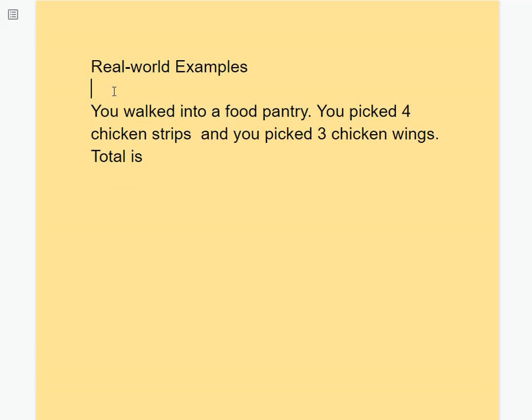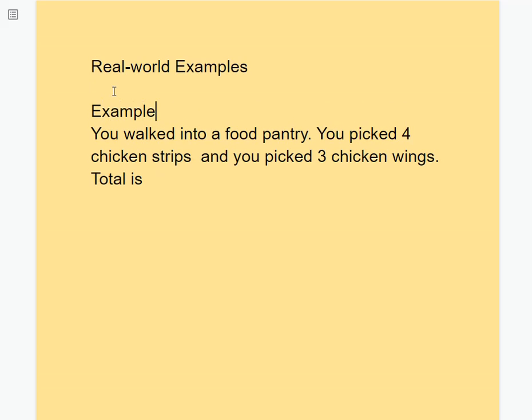So this is example 1, right? So you walked into that food pantry, you picked up 4 chicken strips, and you picked up 3 chicken wings, and the lady weighs it for you, and then the total price charged is $21, right?